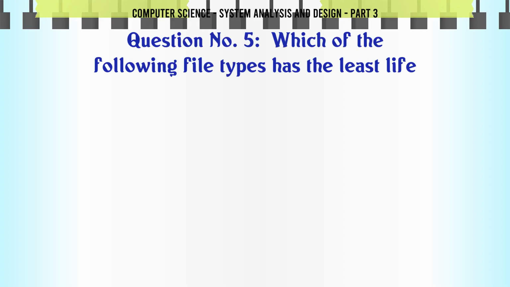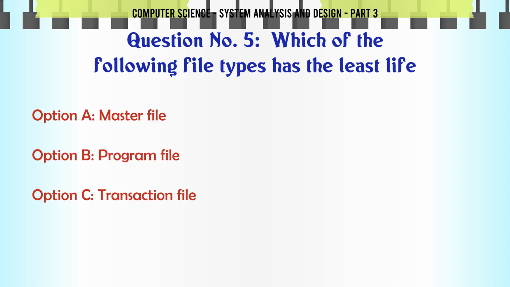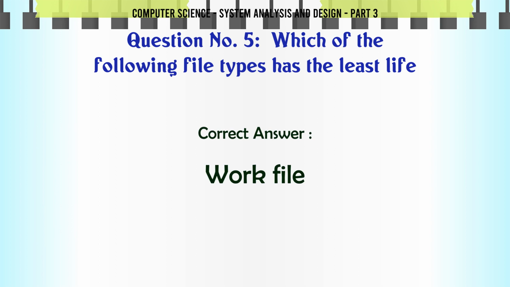Which of the following file types has the least life? A. Master file, B. Program file, C. Transaction file, D. Work file. The correct answer is work file.